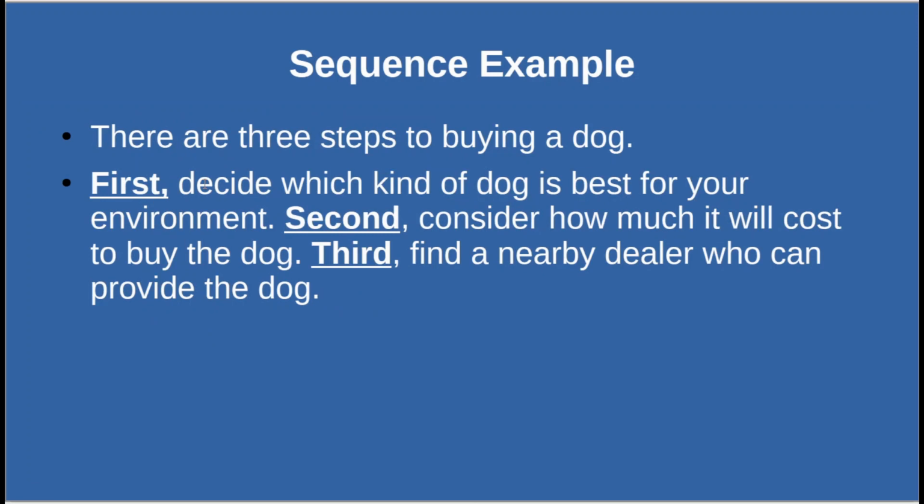In this one, there are 3 steps to buying a dog. First, decide which kind of dog is best for your environment. Second, consider how much it will cost to buy the dog. Third, find a nearby dealer who can provide the dog. Again, the order matters here. I'm not going to think about the cost until I think about what dog is best for my environment, whether it's an apartment or a ranch, whatever. And I'm not going to look for a dealer until I know how much I want to spend and what kind of dog is best for my environment. So with sequence, the supporting details are put in a specific order, and that order enhances your ability to understand what the author is trying to tell you.